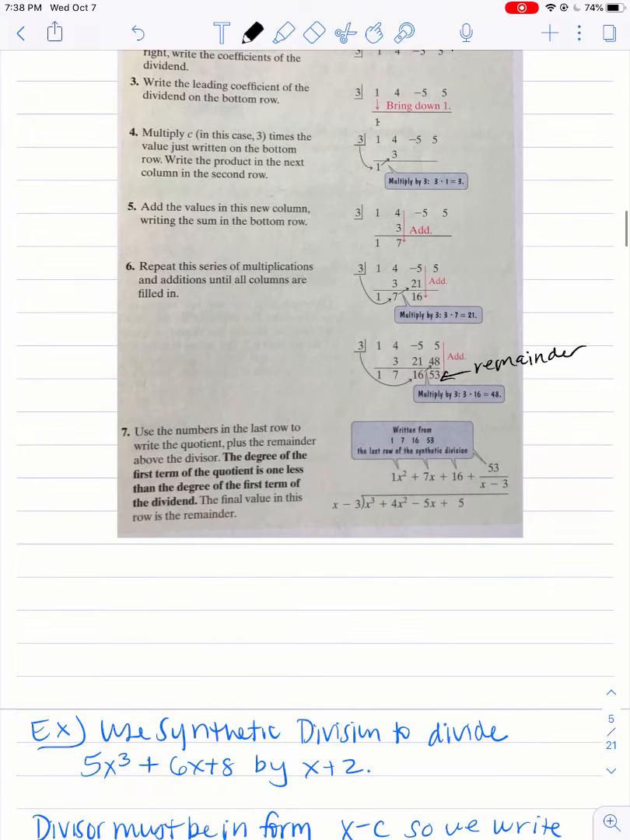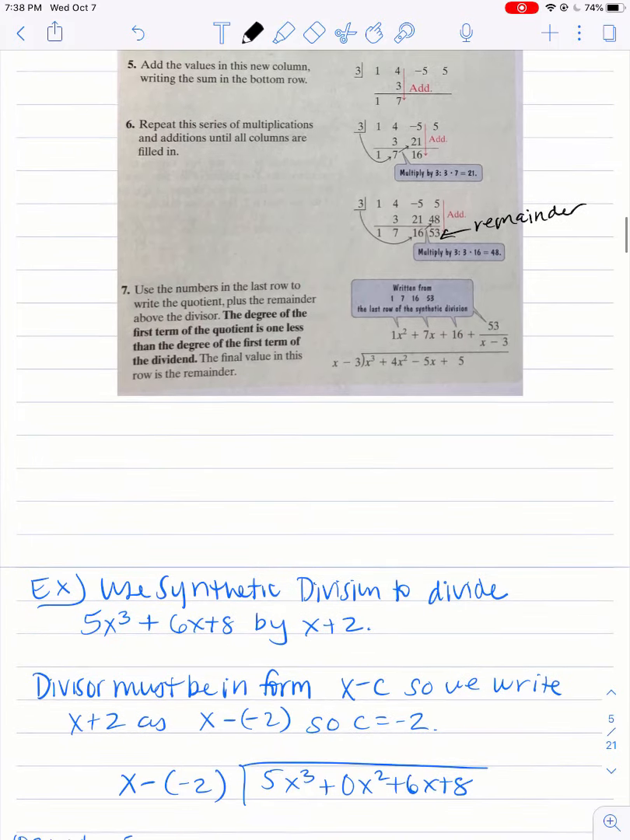And then we use the numbers in the last row to write the quotient. And so the degree of the first term of the quotient is 1 less than the degree of the first term of the dividend. And then the final value in the row is the remainder, and we write that over the divisor. So in this example, since we had x cubed, our quotient starts with x squared.